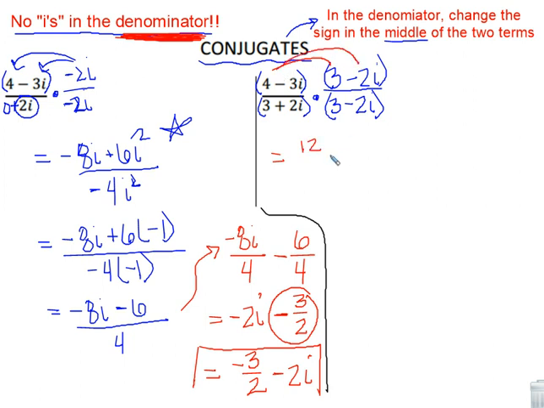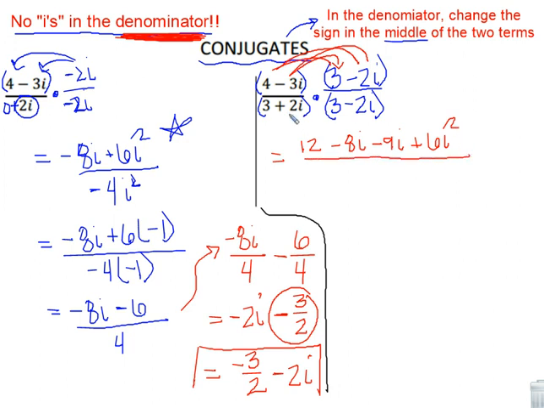4 times negative 2i, which would give us negative 8i. And then we got to bring in the other imaginary number. So negative 3i times 3 would give us negative 9i. Negative 3i times negative 2i gives us positive 6i squared. Okay, so that's just the numerator.